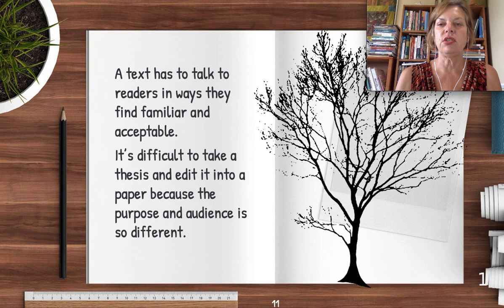It's very difficult to take a thesis that was shaped for a particular audience and then just cut and paste and produce a new paper for a completely different audience. Because the text has to talk to readers in ways they find familiar and acceptable. So you have to shape the paper to that particular audience.